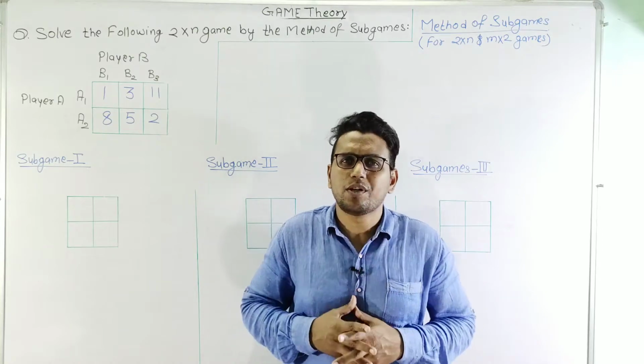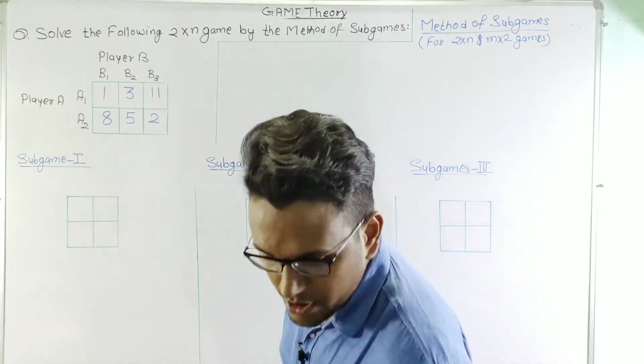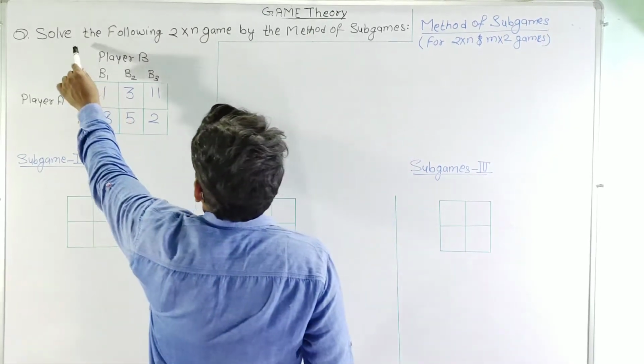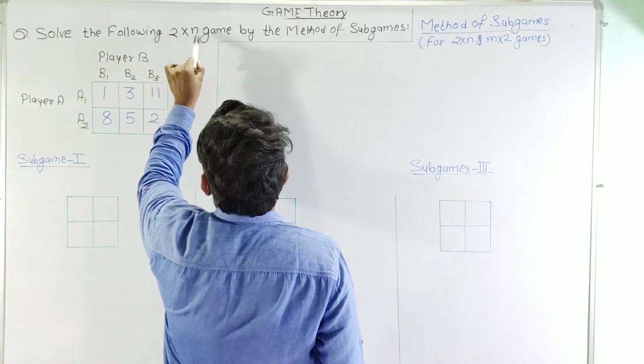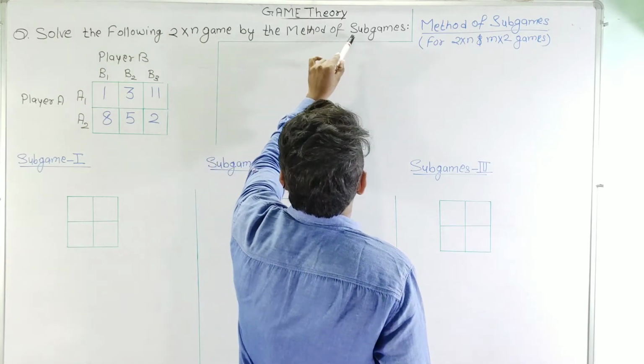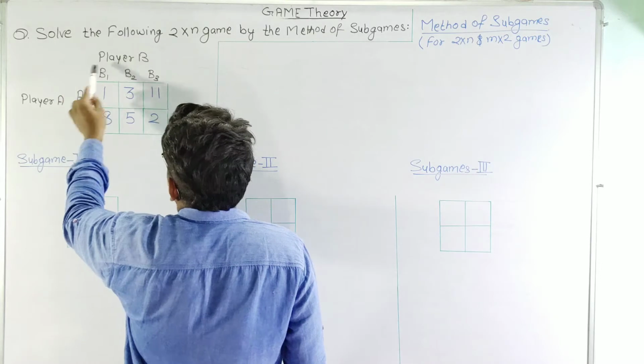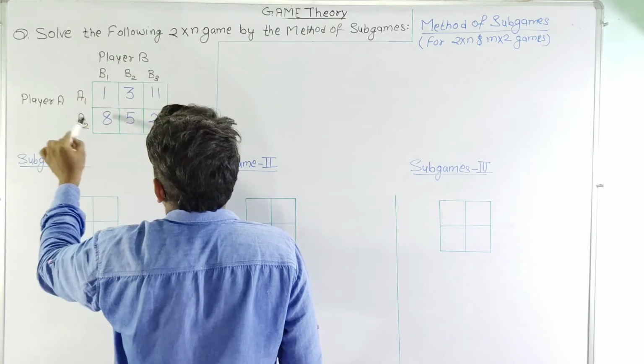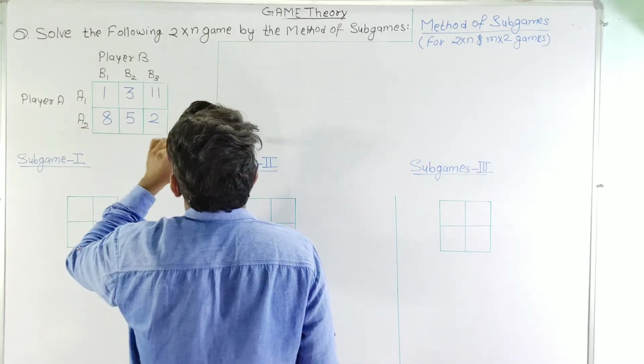So let us move towards the problem. And here the problem says that solve the following 2 cross n game by the method of subgames. Okay, so this is the payoff matrix of player A given here.